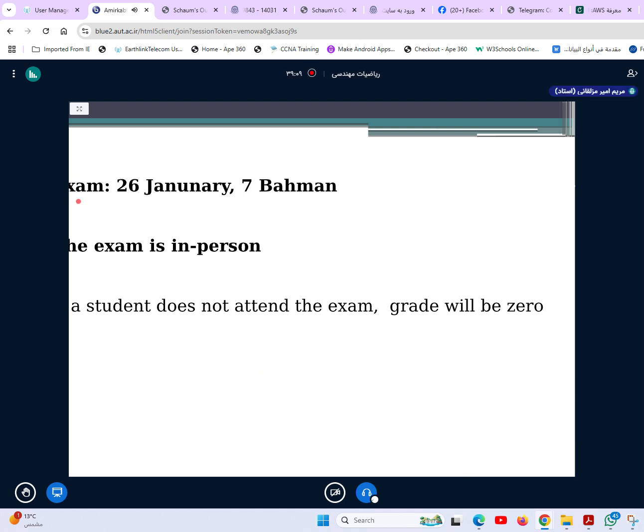You should consider that your exam is at this date and your exam is in person. It's very important. Please consider that if a student doesn't attend the exam, the grade will be 0. So you should plan to participate in this exam in person at this date.